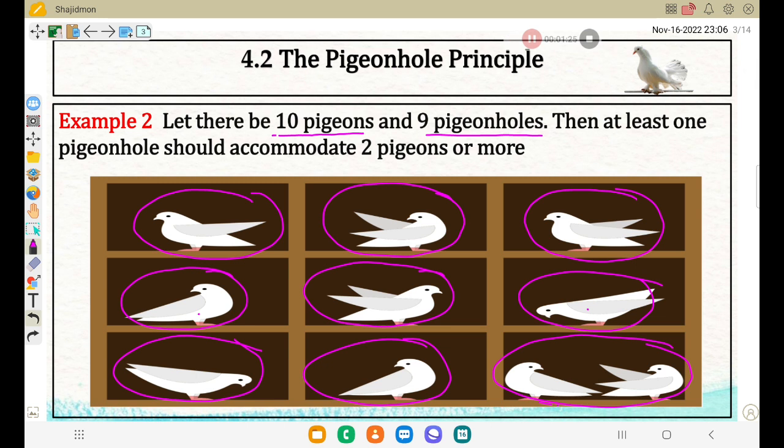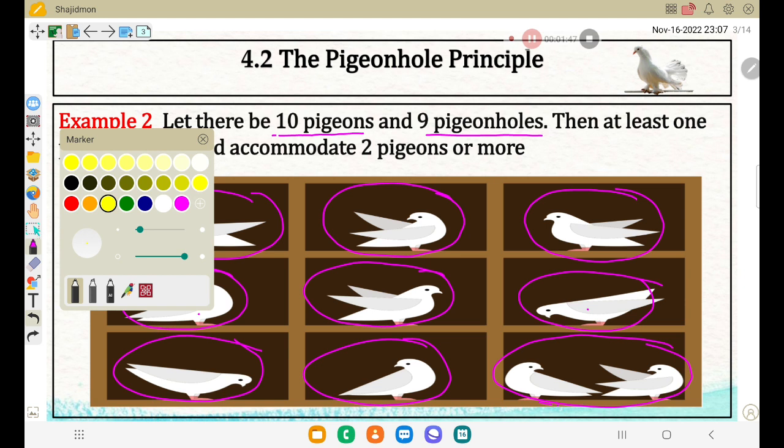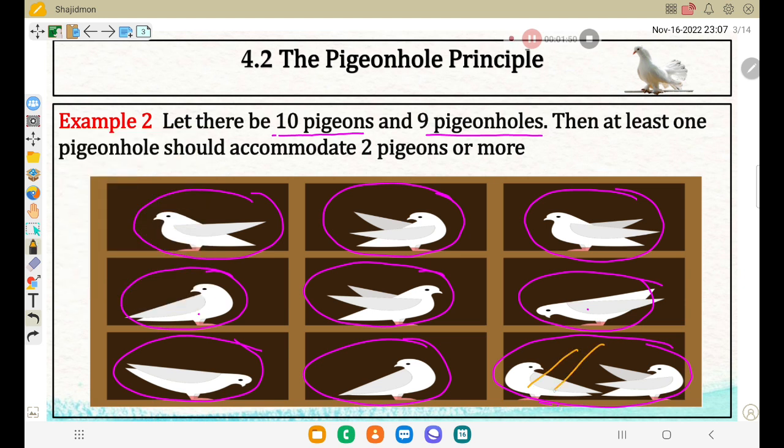That means the number of pigeons is more and the number of pigeonholes is less, correct? Then what the pigeonhole principle is telling is that, of the 9 pigeonholes, at least one pigeonhole should accommodate 2 or more pigeons. You can see all the holes have only one pigeon except the last hole, where we have 2 pigeons.